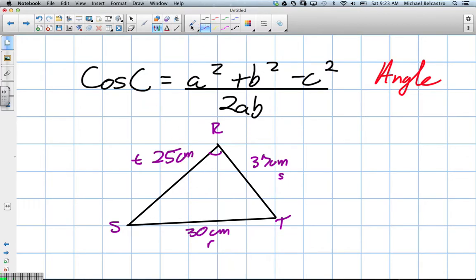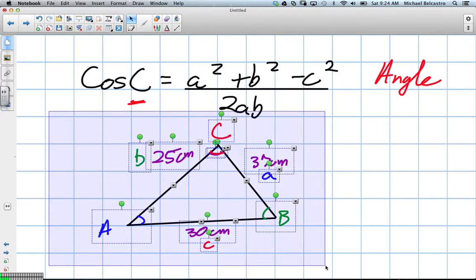Well, because our formula uses ABC, let's just rename our triangle. We're no longer going to call it RST, what they had originally given us. We're going to change it. Because they want us to find this angle being C, we're going to call that C, which makes this side C. And then the A and the B, we just kind of arbitrarily name. We'll call this A, which means this is side A, and we'll call this angle B, which makes this side B.